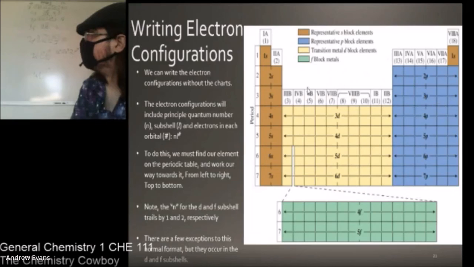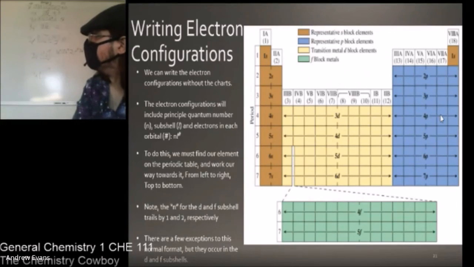Bromine, bump up to 4p5. That's where bromine appears. So you can use this table as you work your way across to find the electron configuration of any element.